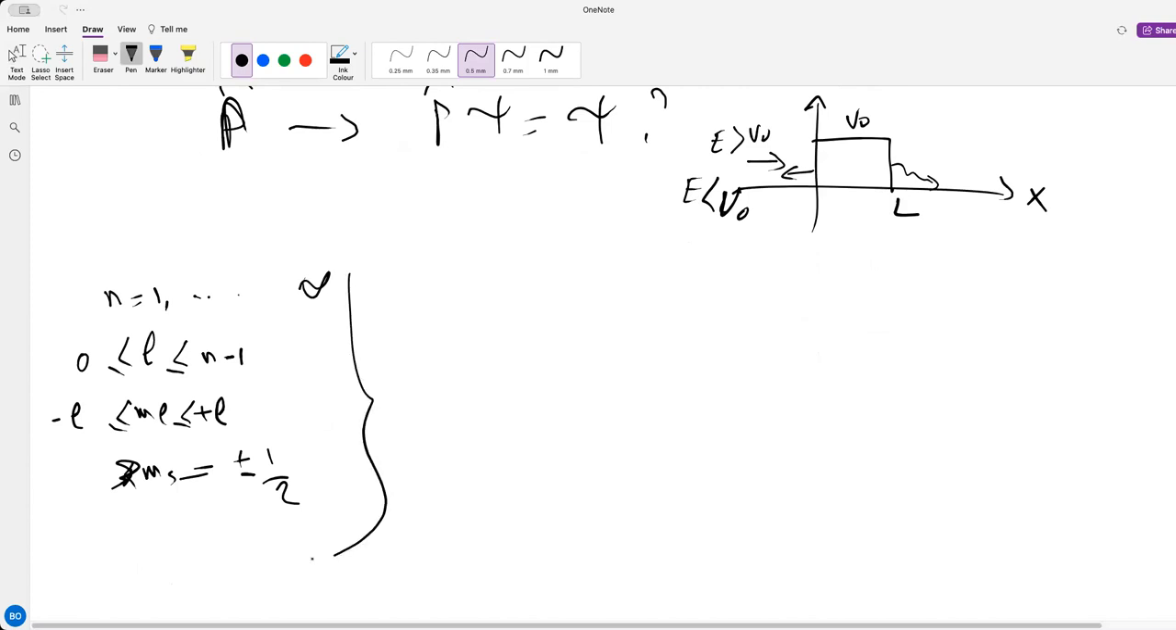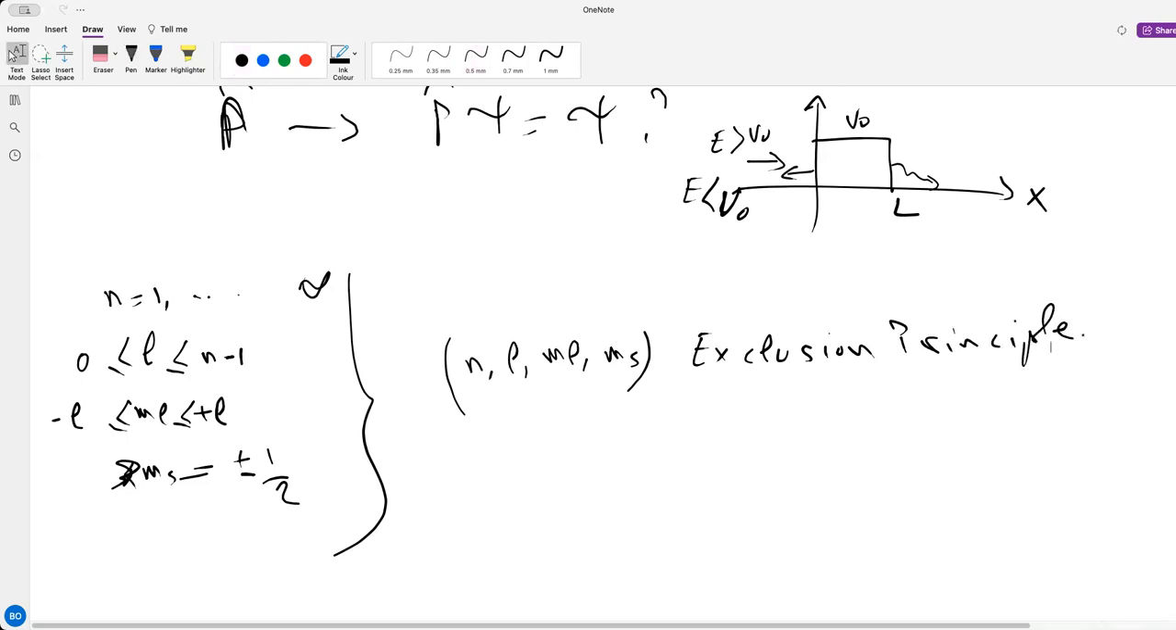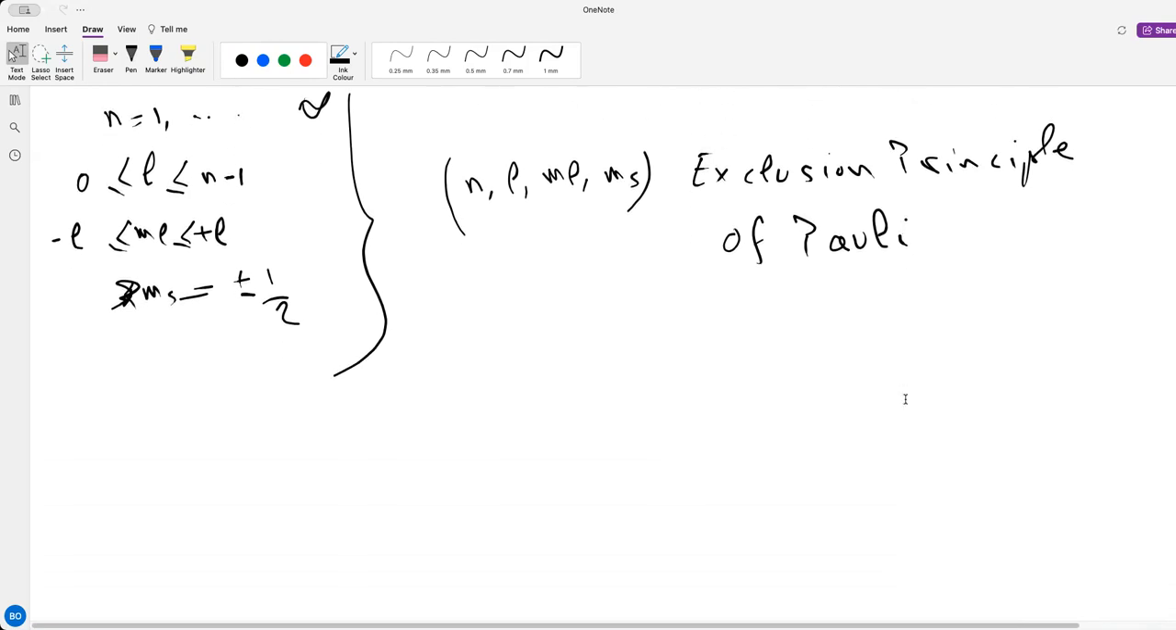Those quantum numbers give the identity of the electron in the atom. We have also seen the exclusion principle of Pauli, which states that two electrons in the same atom cannot have the same four quantum numbers. They must differ by at least one.